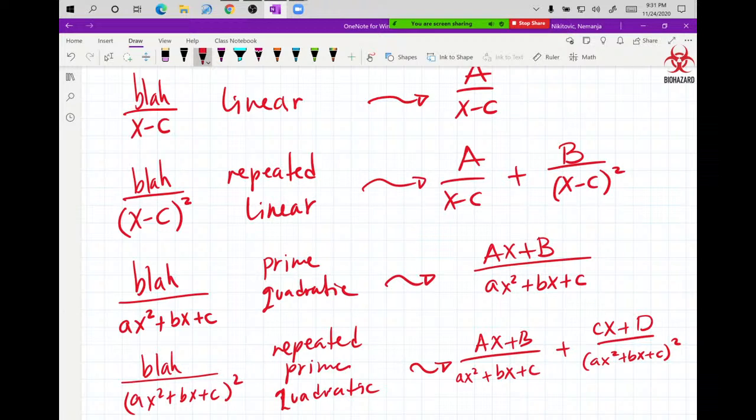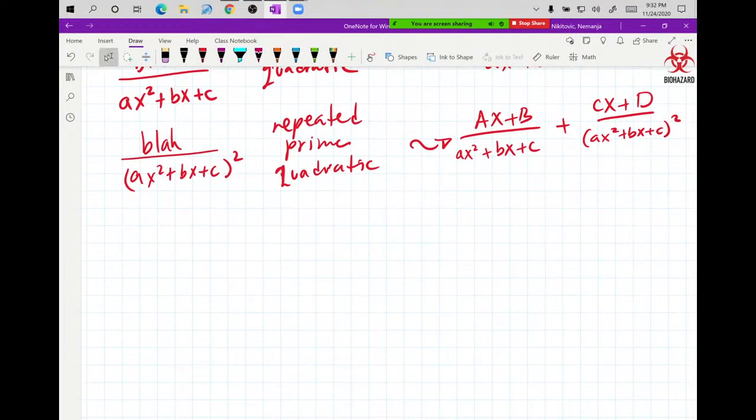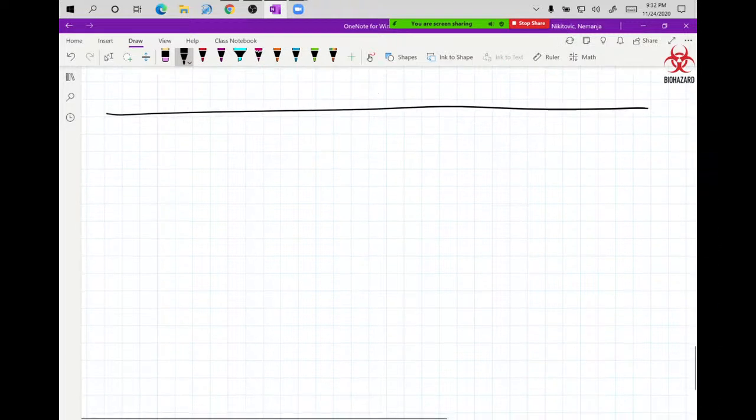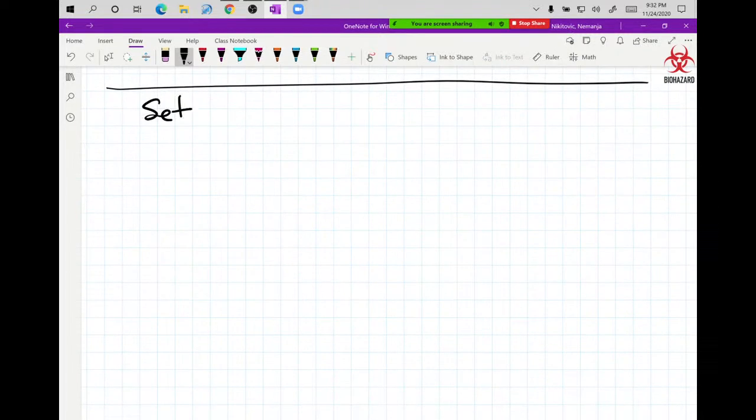All right, let's take a look at examples with partial fractions. Now that is in chapter 8. Now let's go with two different things. One is setup. So learn setup.